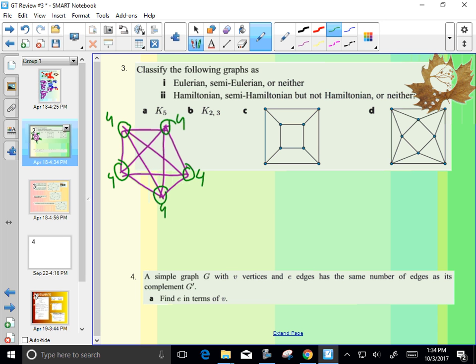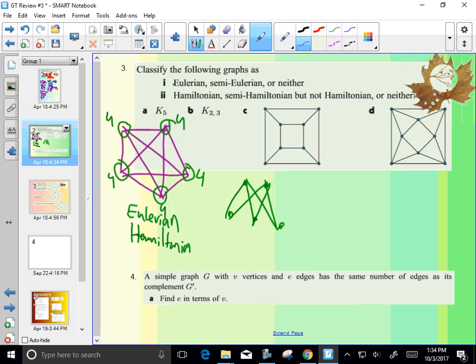So what does that mean? If they're all even, it's Hamiltonian and it's going to be Eulerian. So this is going to be both Eulerian and Hamiltonian. Remember when we had 2 odds, then it's going to be semi, right? K2,3.